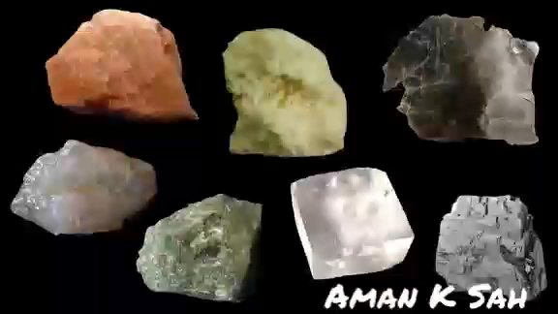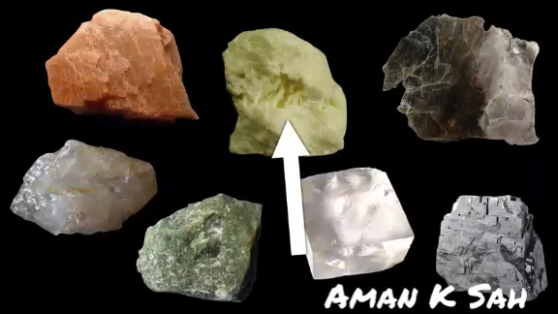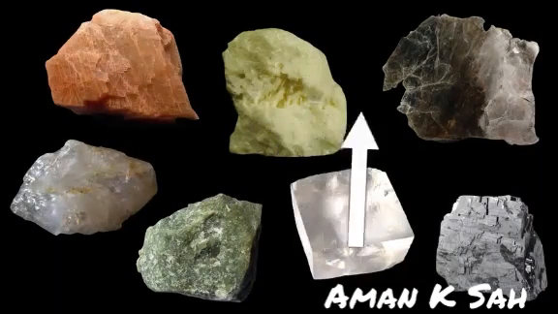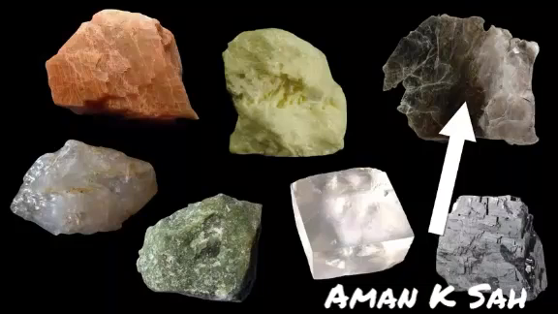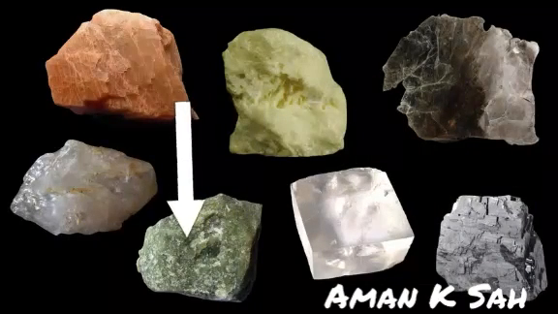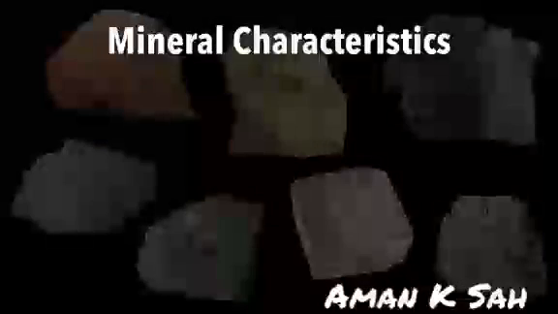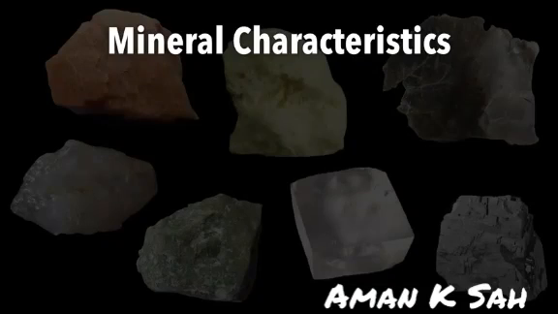Here are some common minerals, including this sample of potassium feldspar, also known as orthoclase, this sample of sulfur, this sample of muscovite mica, some galena, calcite, olivine, and quartz. Now, one of our jobs is to be able to identify these minerals based on their mineral characteristics. And here are some of the things you should look at.